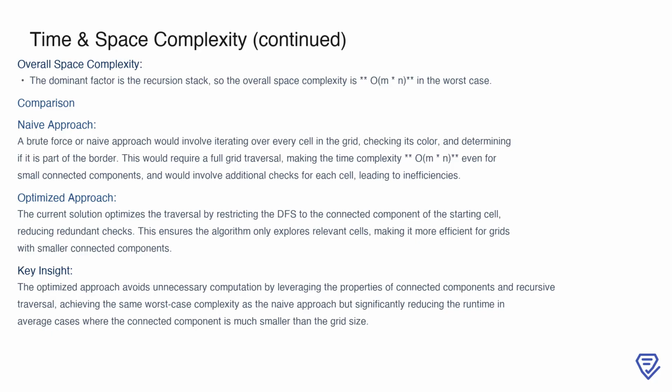In contrast, the optimized approach restricts the DFS to the connected component of the starting cell, avoiding redundant checks and ensuring the algorithm processes only relevant cells. This makes the solution more efficient, particularly when the connected component is much smaller than the grid. By leveraging properties of connected components and recursive traversal, the solution achieves the same worst-case complexity as the naive approach but performs significantly better in average cases.